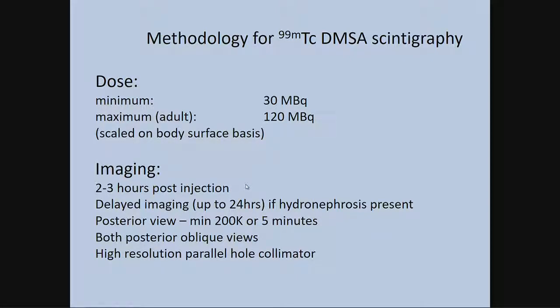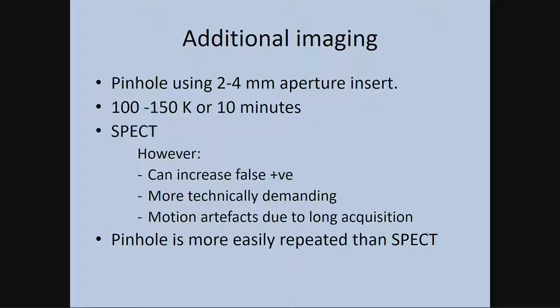So you inject and then you scan about 2 to 3 hours later because you don't want the radio urine in the picture. If there is hydronephrosis, you may need to do delayed imaging. The minimum views to perform are posterior views and posterior oblique views to look at the anterior aspect of the kidney with a high-resolution parallel hole collimator. In our institution, we like to also do the pinhole using a 2 to 4 millimeter aperture. They take about 10 minutes each.